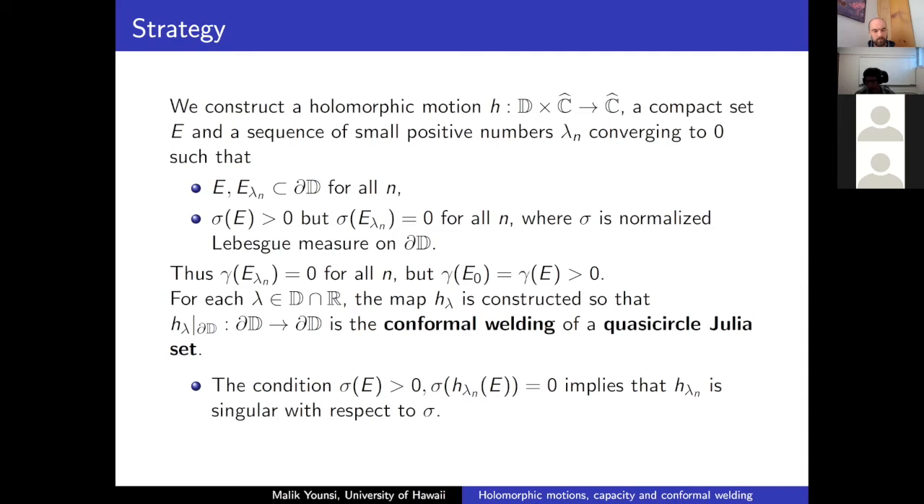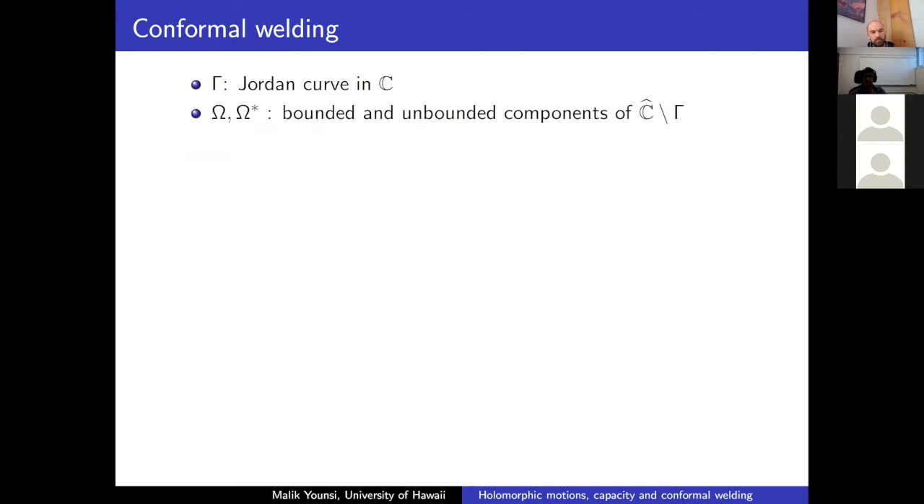And then we want to obtain these conformal weldings as part of some holomorphic motion. So let's focus on the beginning. Let's talk a little bit about conformal welding. So what is conformal welding? We start with a Jordan curve gamma in the complex plane C. The curve separates the sphere into two components, which I'm going to denote by omega and omega star. Omega will be the bounded complementary component of the curve, and omega star is the unbounded component.